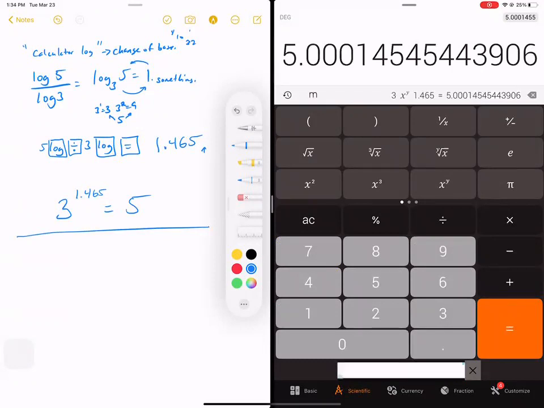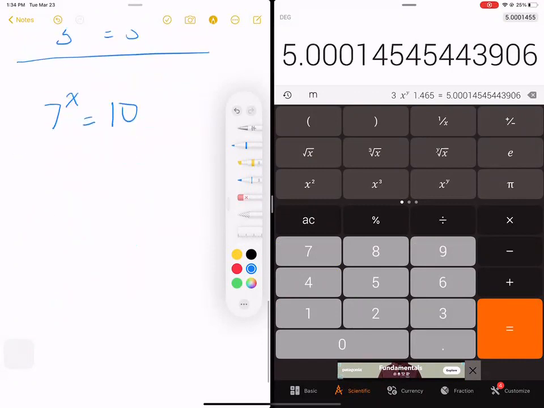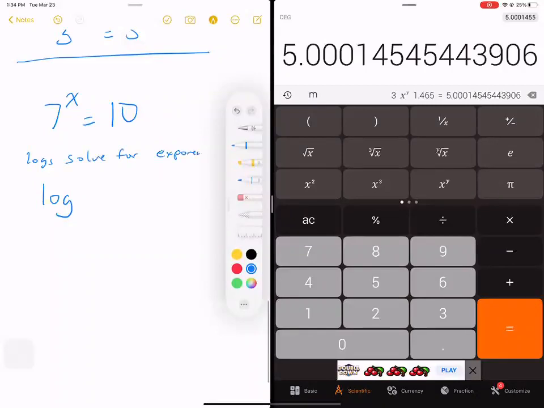Alright, let's look at another problem. If I ask you, 7 to what exponent is equal to 10? Can 7 to some exponent become 10? Sure, but it's not going to be a nice easy number. So let's rewrite this as the circle of logs. Write the word log. Why am I using logs? Because logs solve for exponents.